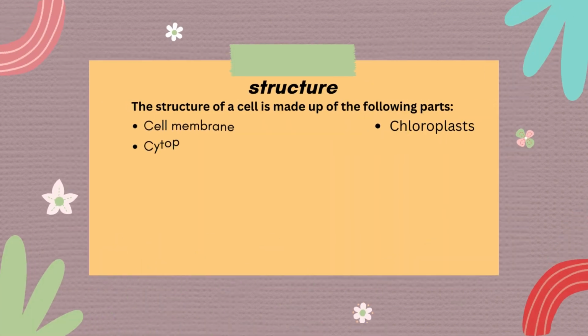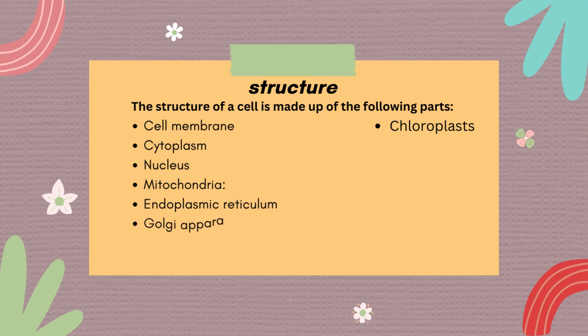Structure. The structure of a cell is made up of the following parts: cell membrane, cytoplasm, nucleus, mitochondria, endoplasmic reticulum, Golgi apparatus, lysosomes, vacuole, chloroplasts.